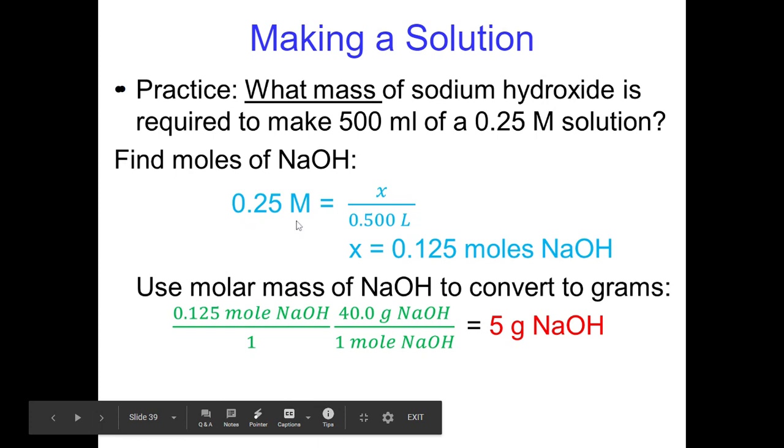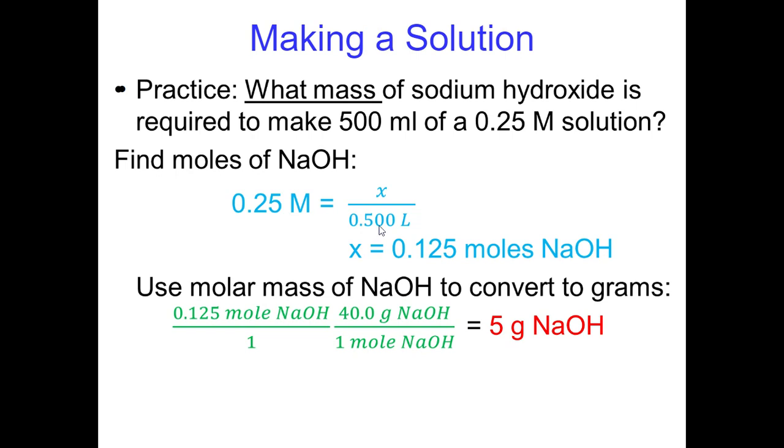So our molarity is moles per liter. That's what we see here. We plug those numbers in, and we need to solve for x. To solve for moles, we have to get rid of the volume in our denominator by multiplying it out. So both sides need to be multiplied by 0.5. The reason we're using 0.5 instead of 500 is because it's moles per liter, and this is milliliters, so we had to have that first in liters. So we're multiplying molarity times our volume to find moles. In this scenario, we have 0.125 moles of sodium hydroxide that are required.